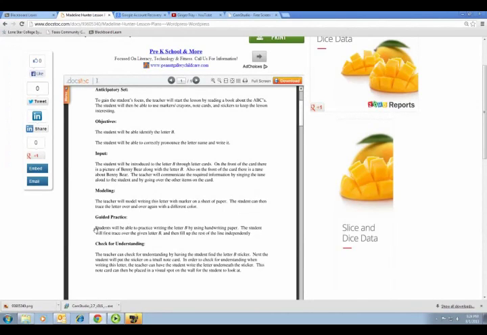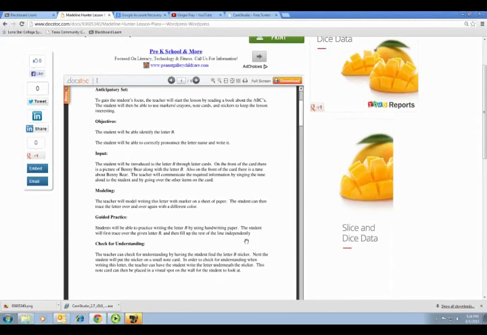All right. Then guided practice. Students will be able to practice writing the letter B by using handwriting paper. Again, do they have that already on their desk, or have you handed this out to them? The student will first trace over the given letter B and then fill up the rest of the line independently. Well, there's no period here, but how did the student know to do this? Did you give them directions? What did you say to them?